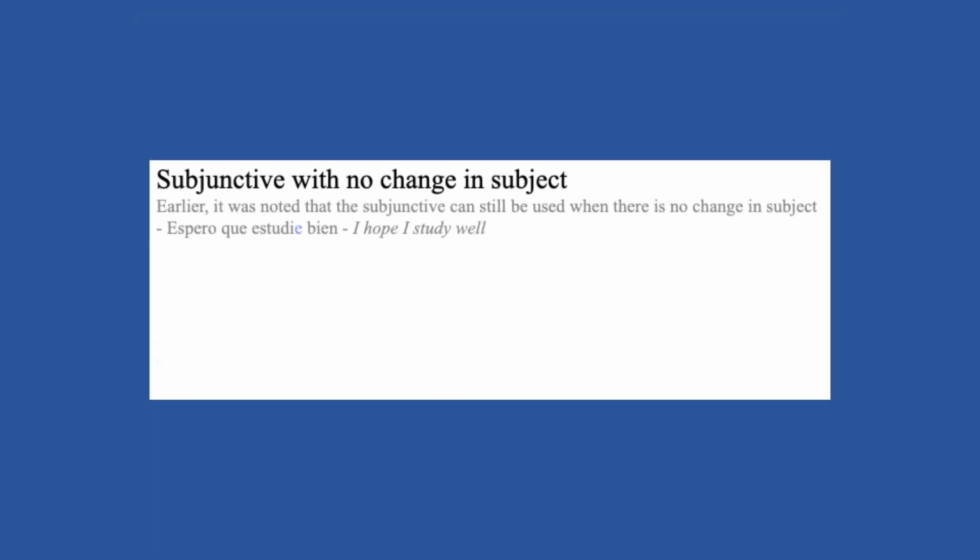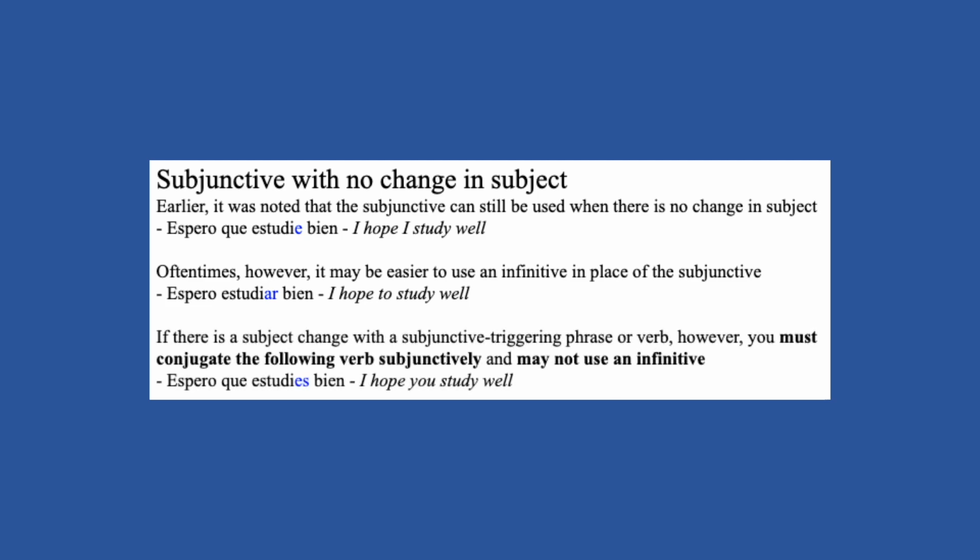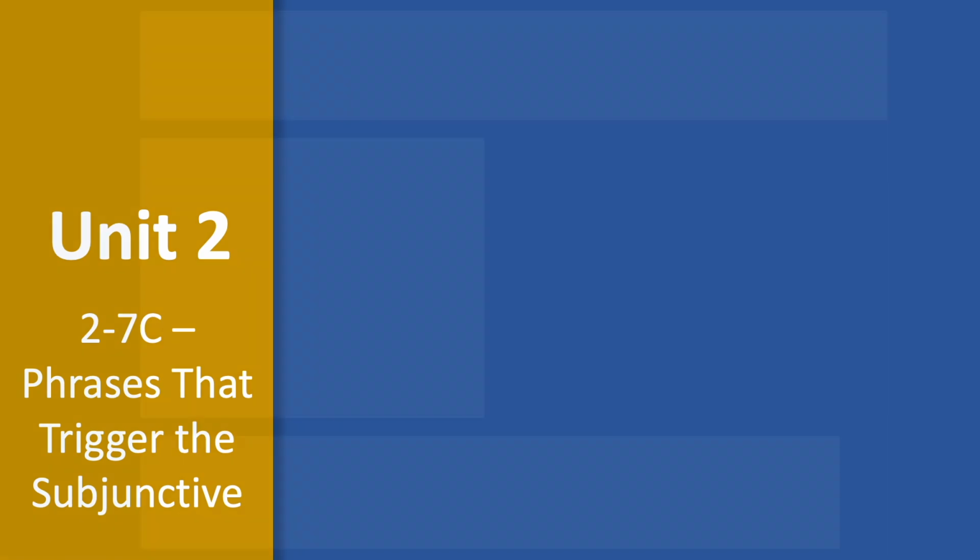Earlier, it was mentioned that you can use the subjunctive even if there is no change in subject, such as espero que estudie bien. But it may be easier in these situations to use an infinitive in place of the subjunctive. Espero estudiar bien. But if there is a change in subject with a subjunctive activating phrase or verb, then you must conjugate the following verb subjunctively and cannot use an infinitive. Espero que estudies bien.